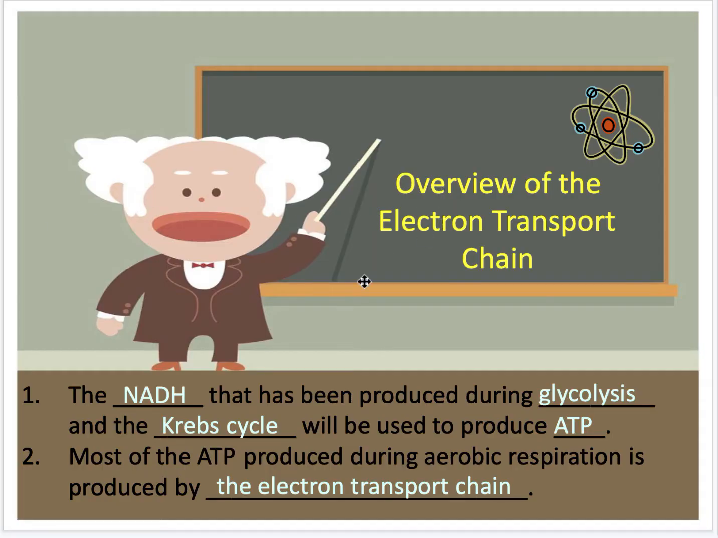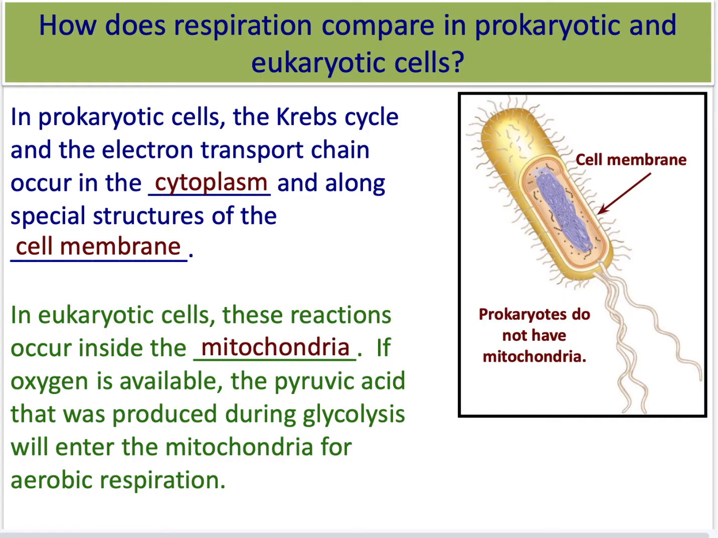Then the electron transport chain. The NADH that is produced during glycolysis, which we're not really worrying about that detail, and the Krebs cycle will be used to produce ATP. Most of the ATP produced during aerobic respiration is produced from the electron transport chain. That is something I'm going to want you to know. Between glycolysis, the Krebs cycle, and the electron transport chain, which one produces the most ATP? And as it clearly says here, it's the electron transport chain.